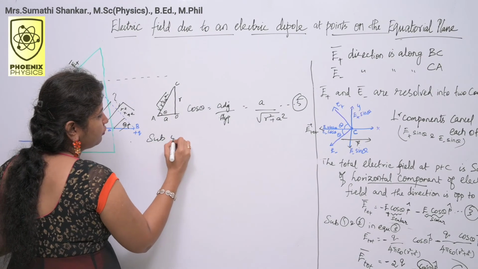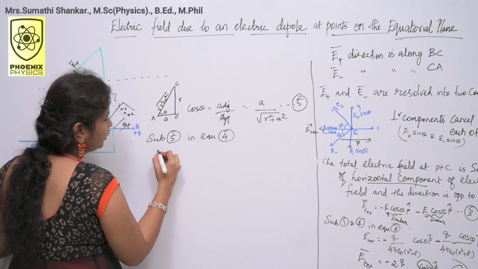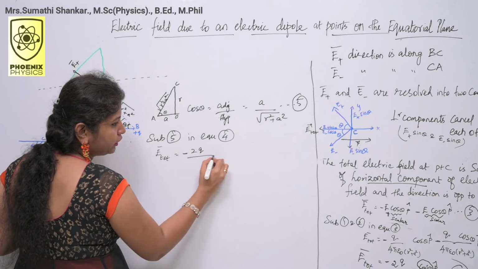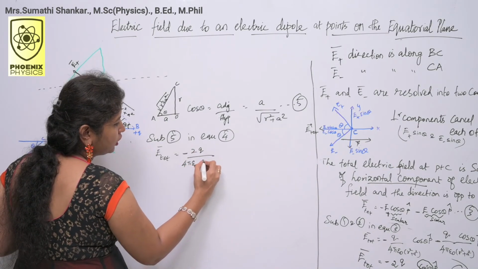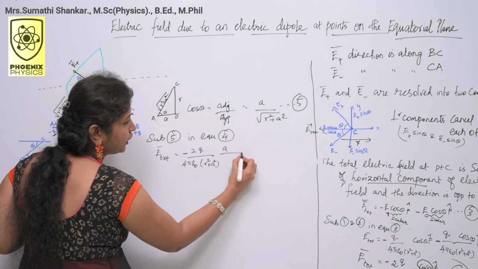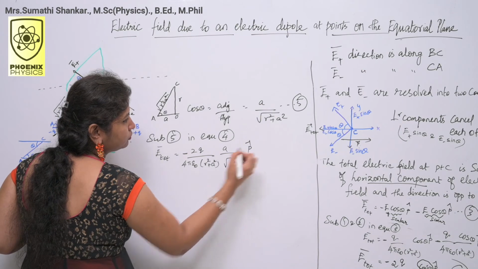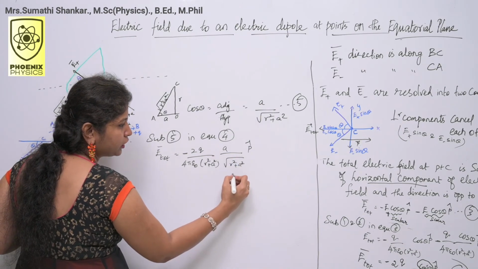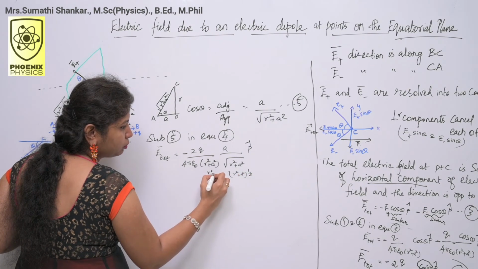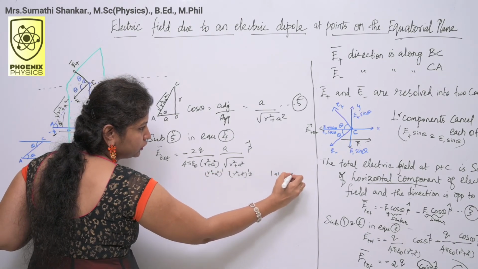Substitute 5 in equation 4. What is our equation 4? E total is equal to minus 2Q divided by 4 pi epsilon naught (R square plus A square). Instead of cos theta, I have to write A by root of R square plus A square, then P cap. The root of R square plus A square can be written as (R square plus A square) the whole power 1 by 2. Here I have (R square plus A square) power 1, 1 plus 1 by 2, that is 3 by 2.